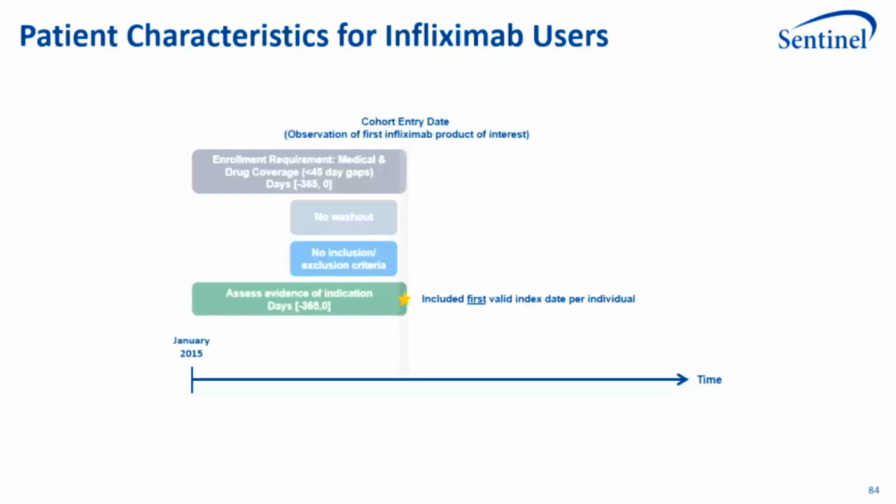For the reference product, both HCPCS and NDCs were assessed, so if you had one or the other, you were counted in the cohort. And for the biosimilars, only the NDCs were used because they were more specific than the HCPCS at the time that this analysis was run.